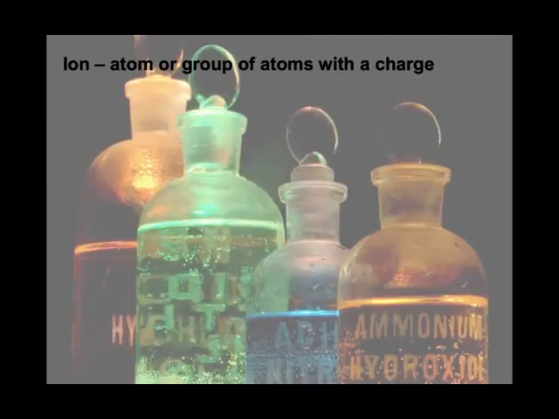An ion is an atom or a group of atoms that has a charge. It could be either a positive charge or a negative charge. The reason these occur is because they've lost or gained an electron. If an atom has lost an electron, it becomes more positive. There are more positive charges in its nucleus than negative electrons outside, so it becomes a positive ion. If it gains an electron, it becomes more negative.